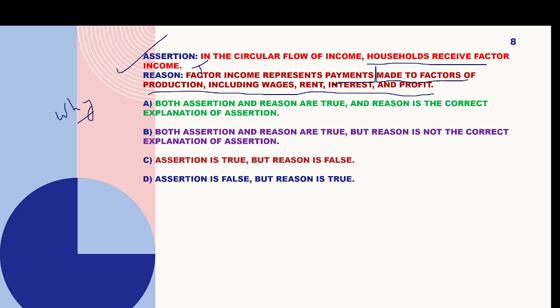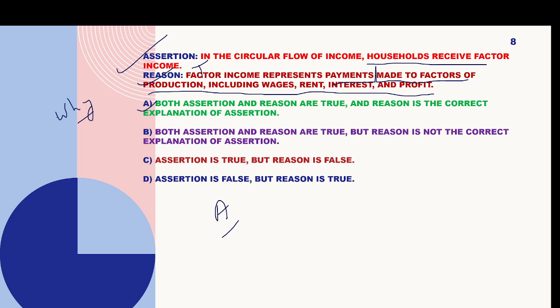You are working in a factory, so you will get the wages. So this is called factor of production. So this is the true reason, which means option A is correct. Both assertion and reason are true, and reason is the correct explanation of assertion. This is the true answer. So, students, you will get the answer. A is correct. So, go for the next point.